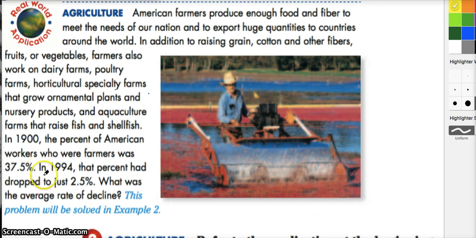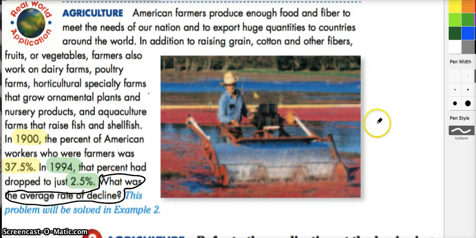Hopefully it made sense what you read, a lot of information here, but the meat and potatoes of the problem is down here. In 1900, the percent of American workers who were farmers was this amount. So we have these two numbers coinciding together. And then we have in 1994 that this is the percentage of people that were farmers. The key phrase here is the question: what is the average rate of decline? And average rate of decline or rate of change is another way of talking about the slope. So we're talking about the slope here.